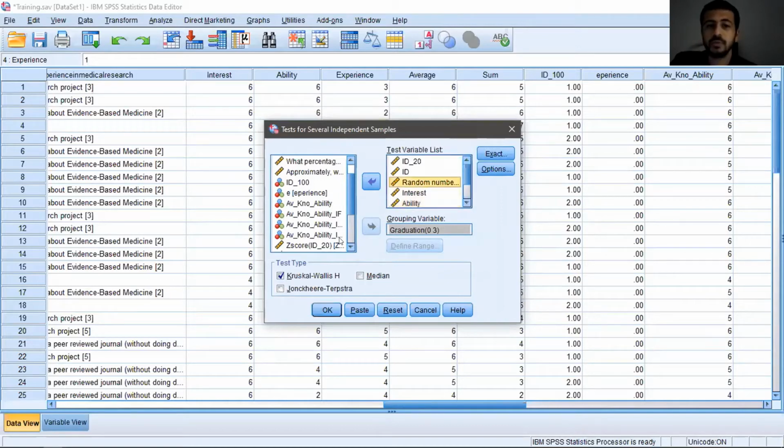When do we use this test? What is the difference between graduation and uni? In graduation, I have more than 2 groups. For uni, I had just 2 groups. So what I used is K independent samples. Yeah, it's like non-parametric ANOVA. Exactly, non-parametric ANOVA.